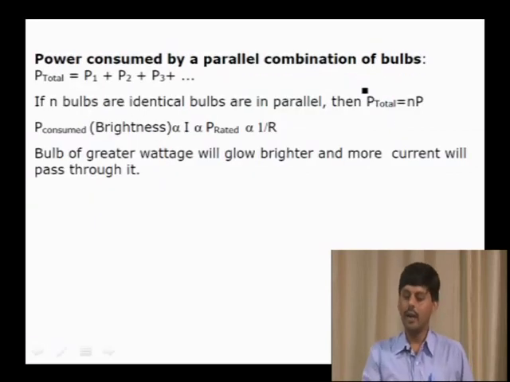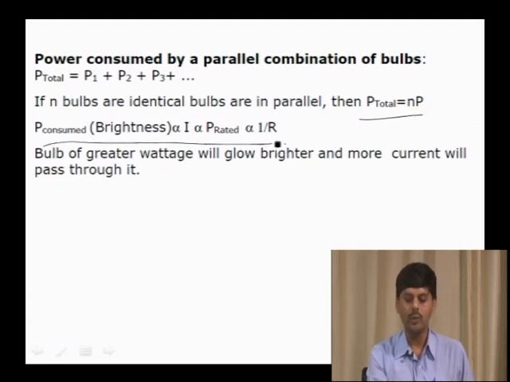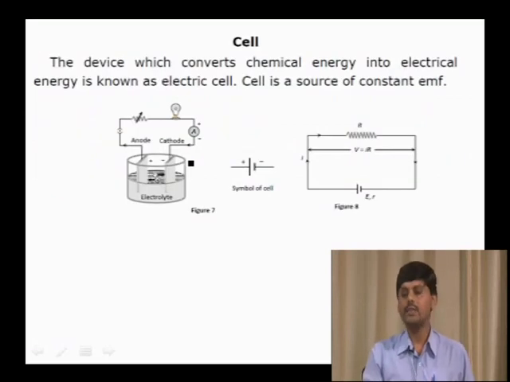Similarly, for a parallel combination of bulbs, the total effective power is P1 plus P2 plus P3. If all bulbs have equal voltage, then P total is equal to NP. Here, power consumed is directly proportional to the current, directly proportional to P rated, and inversely proportional to R. It means that when bulbs are connected in parallel, the one with the greater wattage will glow brighter. Next we will move on to the next concept, called a cell.